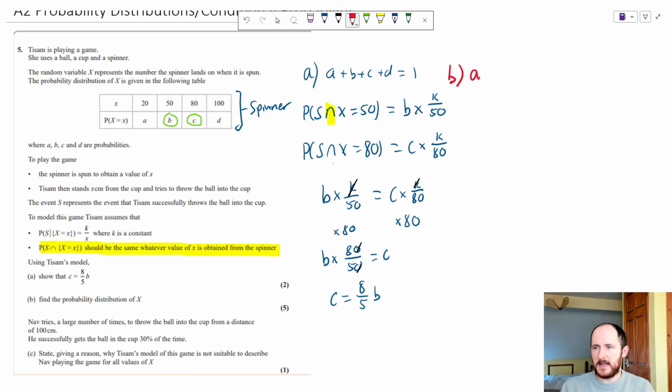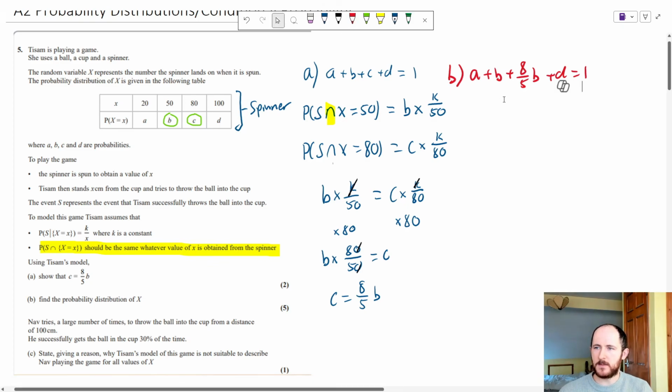We get A plus B plus 8 over 5B plus D equals 1. Can you see the hint they've given you in the question now? Part A is a hint for part B. Because what we've done is we've effectively removed one of the variables. So instead of having A, B, C, and D, we only have A, B, and D.